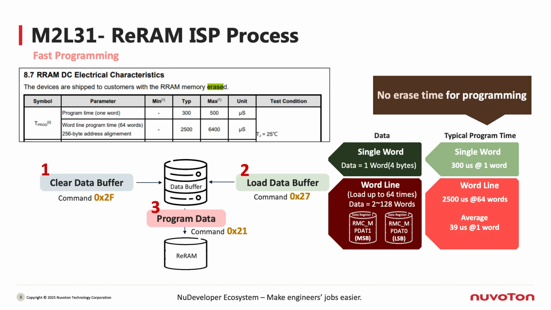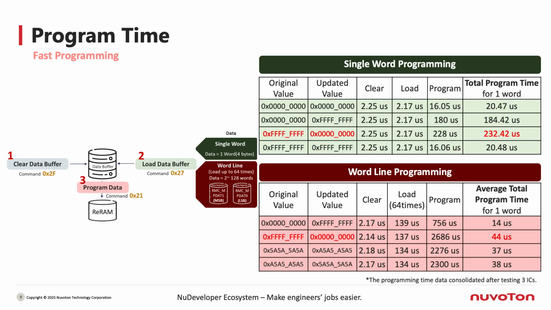In terms of programming time, according to the datasheet, single-word programming takes approximately 300 microseconds per word. In contrast, word-line programming requires only about 39 microseconds per word on average, showing a significant improvement in performance. We also conducted practical tests with several data patterns, and the results show that the average programming time per word using word-line programming is much shorter than that of single-word programming.